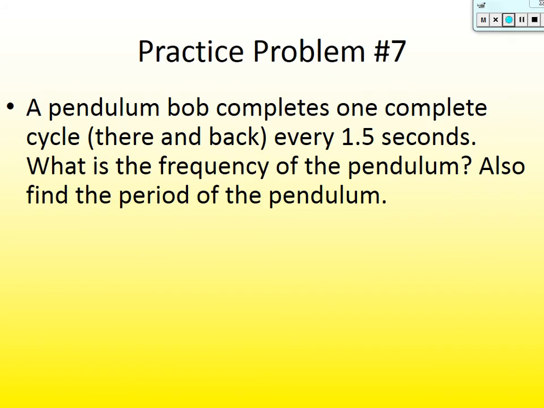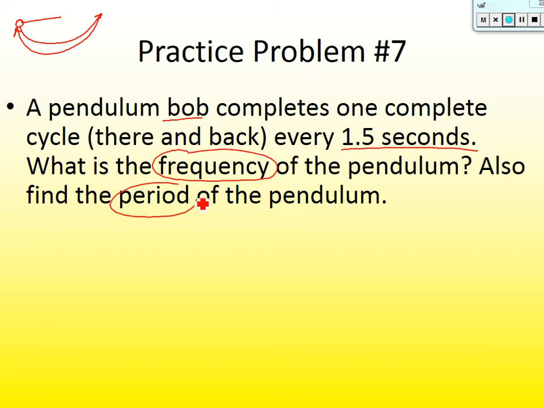Practice problem number 7. I want to go through this one with you too because it's a little bit different in how they ask it. It says a pendulum bob, which is the little weight at the end of a pendulum, completes one cycle there and back. So here's my pendulum. If I let it go there and then back, that's one cycle. It does that every 1.5 seconds. And it says, what is the frequency of the pendulum and also the period of the pendulum? Okay, so let's try this one.